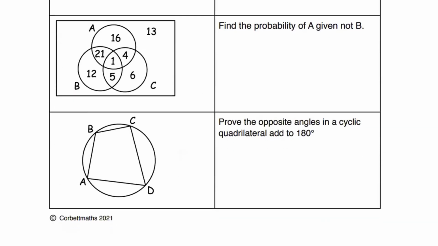Then it says find the probability of A given not B. So A given not B is going to be this and this. So that's 16 plus 4 divided by 16 plus 4 plus 6 plus 39, which is 20 over 39.